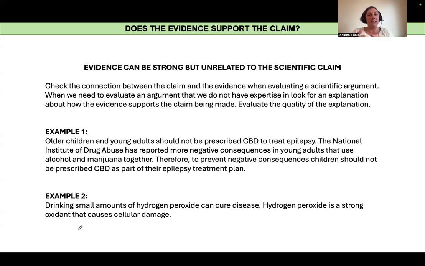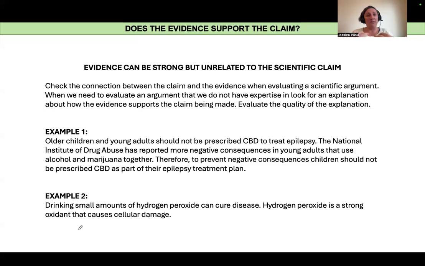They use a piece of evidence that is well known or strong or kind of accepted fact, but the connection to the claim they're making is obscured or very, very weak. So when evaluating a claim or a scientific argument, you want to really check that connection between the claim and the evidence. And if you have expertise in the area, that's a pretty easy thing to do. You'd be like, that doesn't connect at all.